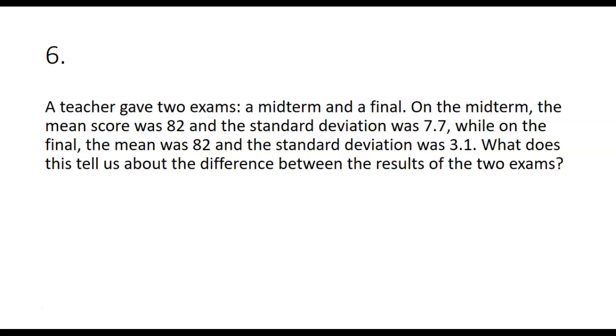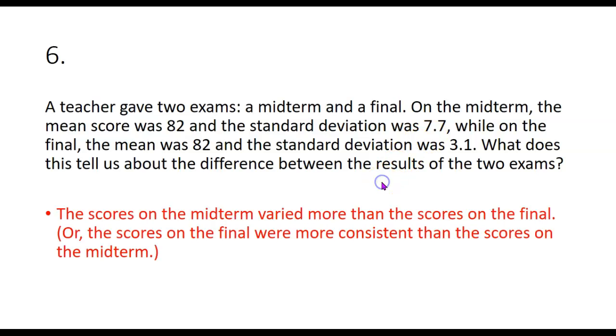They both had the same mean, same average, but the higher standard deviation on the midterm means that the scores on the midterm varied more than the scores on the final. They were more variable. Maybe the high score was higher and the low score was lower. Another way of putting it is to say that the scores on the final were more consistent than the scores on the midterm. They weren't as varied. They were closer together to one another and to the mean.